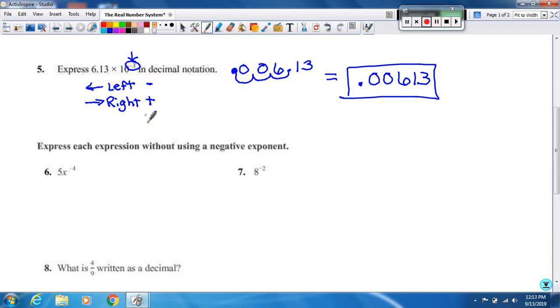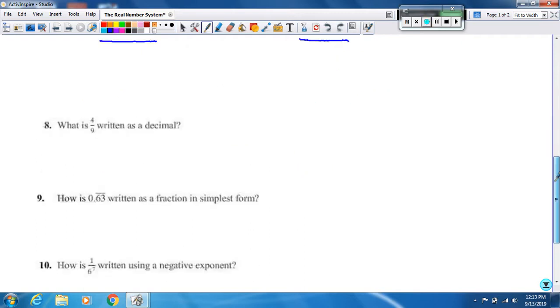Express each expression without using a negative exponent. Whenever they say that, make a fraction before you even look at the problem. So I'm going to do that for both of these. Now it doesn't say evaluate, it says express. So right now we are just rewriting. We're not getting a final answer.